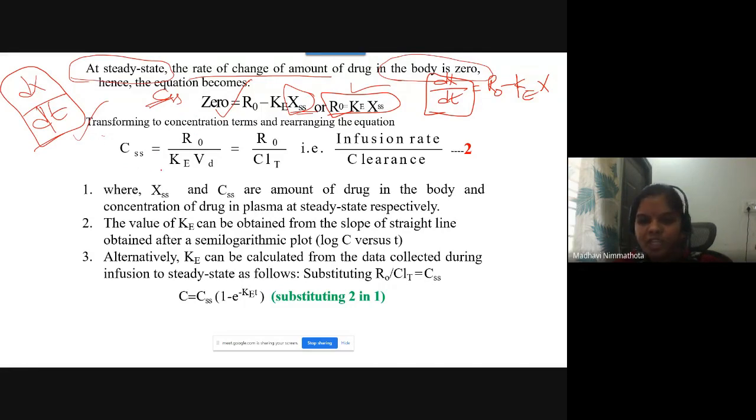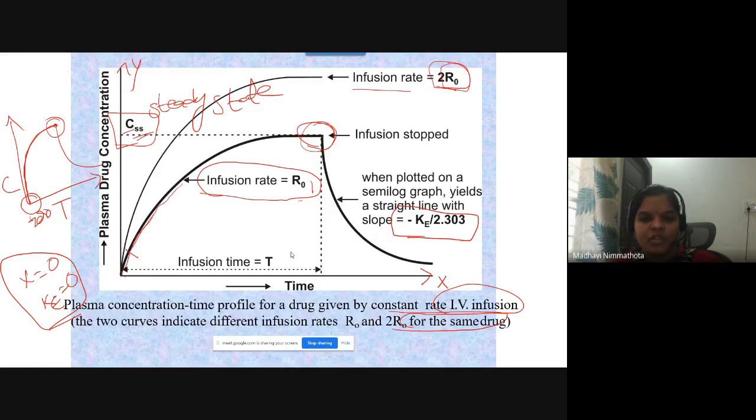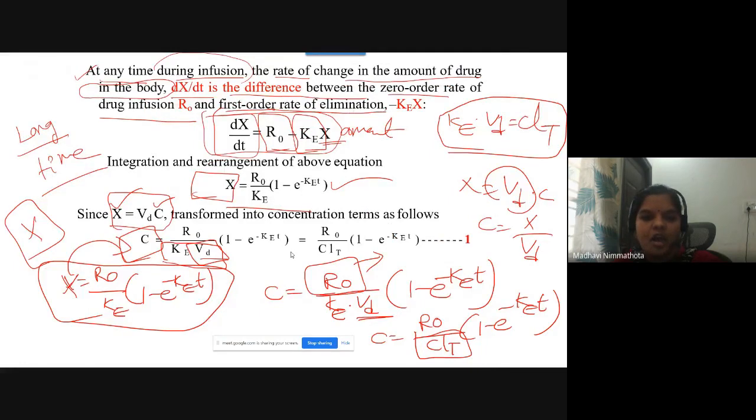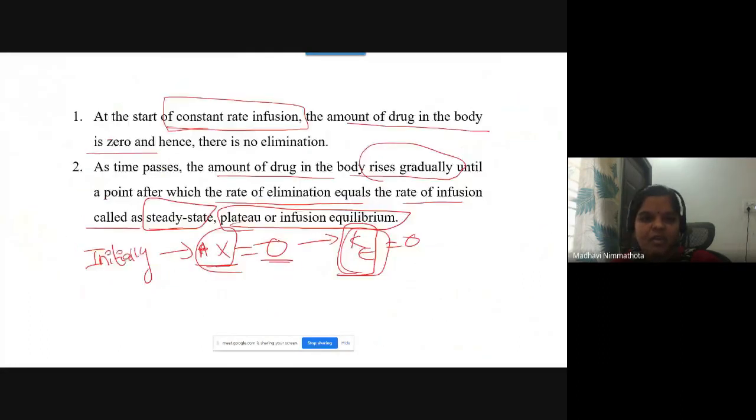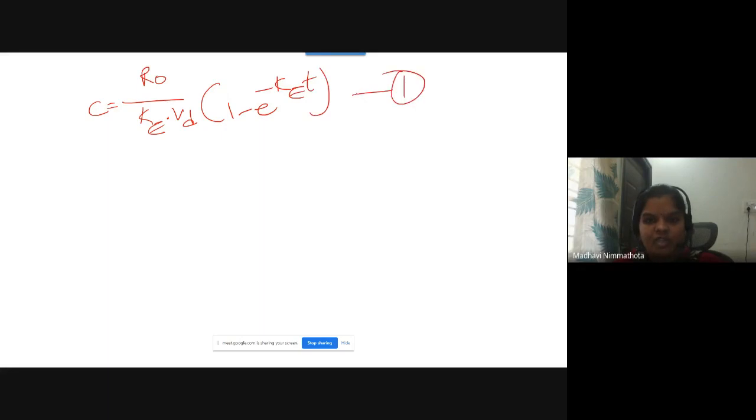Then what is your first equation? See here, R0 by Ke into Vd into 1 minus e to the power of minus Ket. First, you can write this equation, R0 by Ke into Vd. This is C is equal to, 1 minus e to the power of minus Ket. This is your first equation.